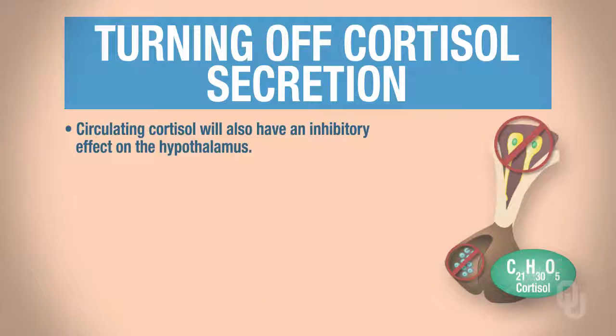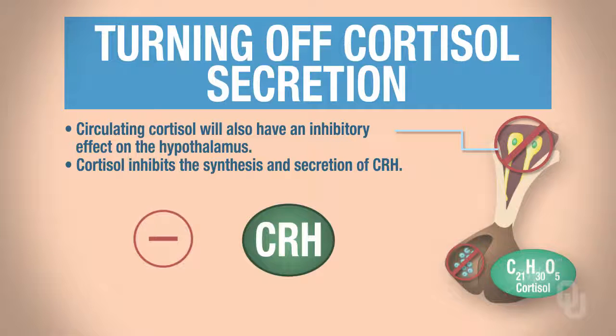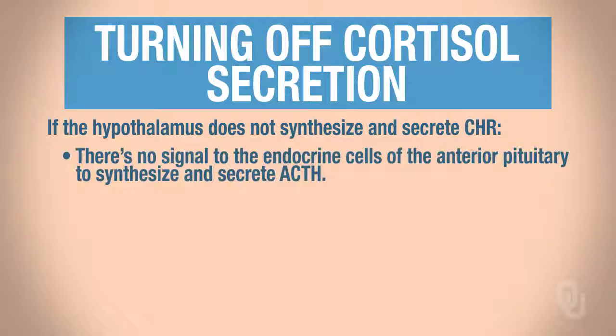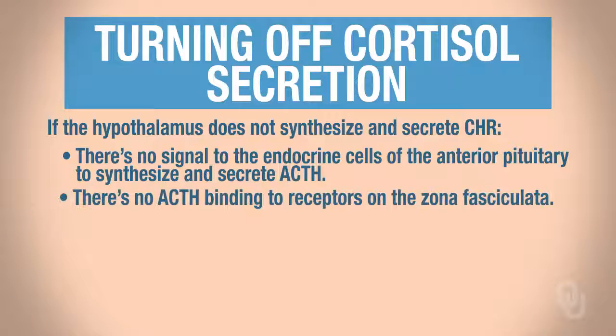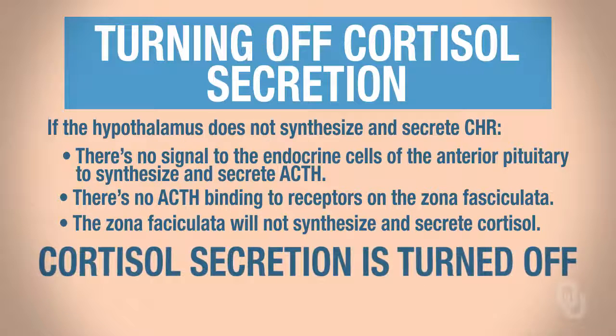Cortisol, when it's in circulation, will also come up and have an inhibitory effect on the hypothalamus. And so when it acts on the hypothalamus, it inhibits the synthesis and secretion of CRH. So if the hypothalamus does not synthesize and secrete corticotropin-releasing hormone, there's no signal to the endocrine cells of the anterior pituitary to synthesize and secrete ACTH. Therefore, if there's no ACTH binding to receptors on the zona fasciculata, the zona fasciculata will not synthesize and secrete cortisol, and hence we have turned off cortisol secretion.